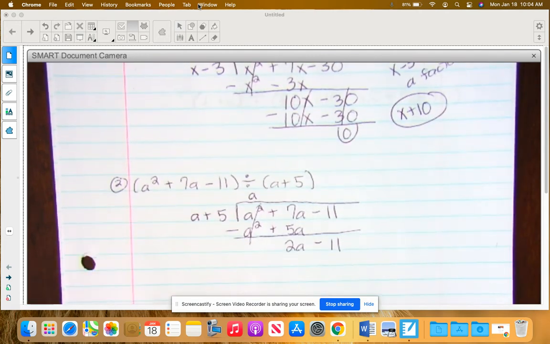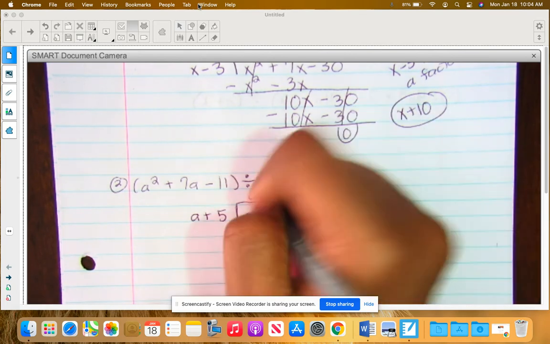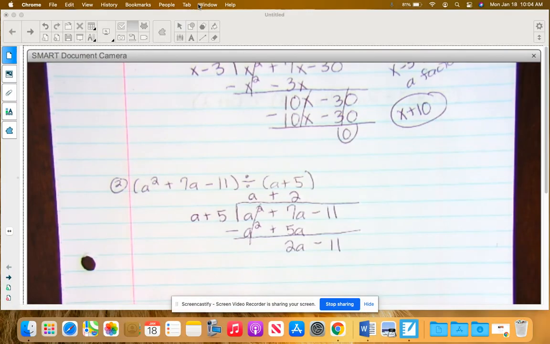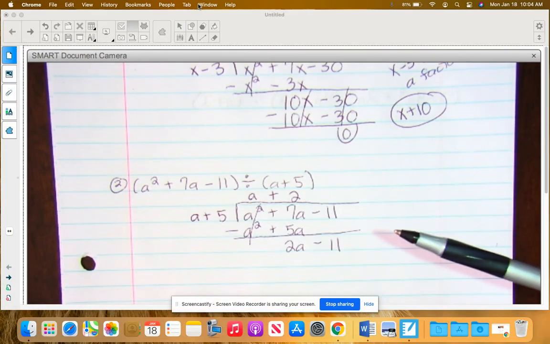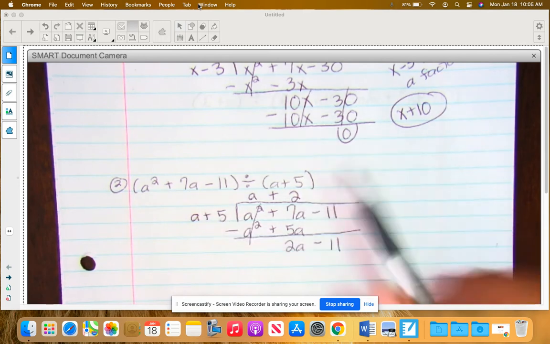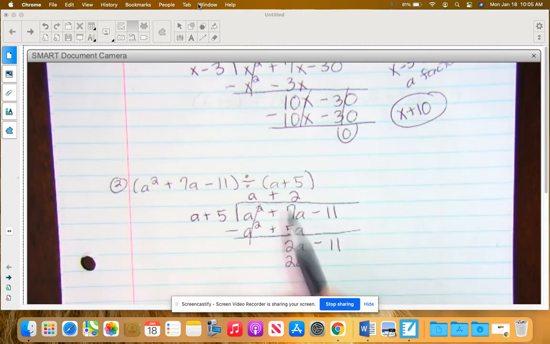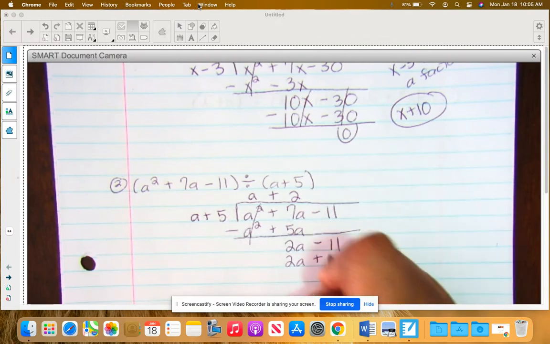Repeat the pattern. A times what gives you 2a? That's something that we're missing is 2. So 2 goes up there at the top. Multiply. Whatever's on the top, you multiply by however many terms are on the outside. 2 times a is 2a. 2 times 5 is 10.